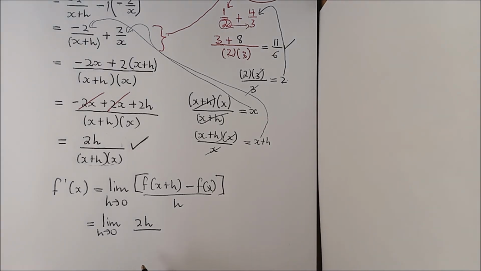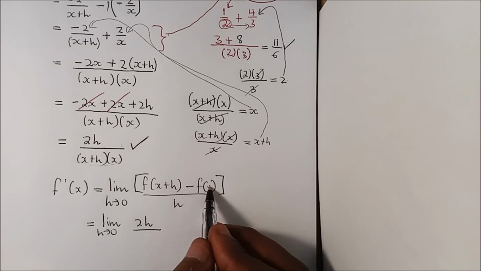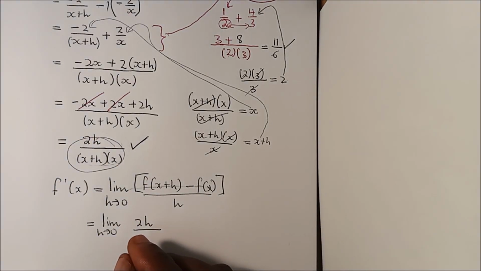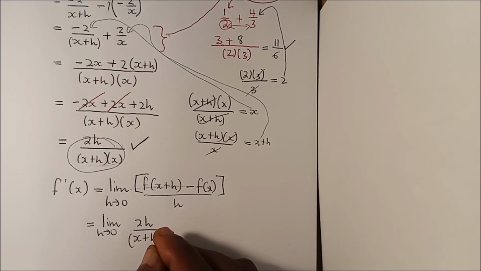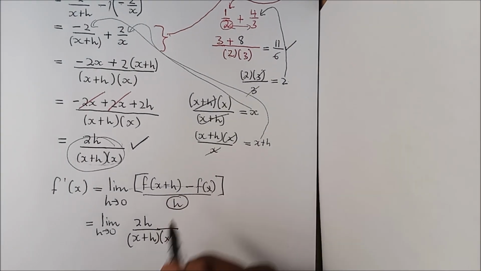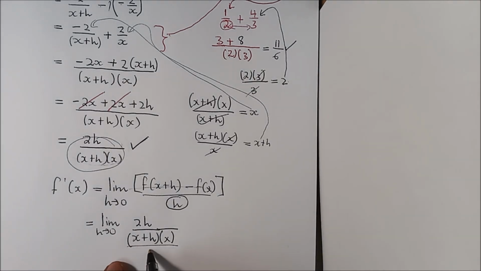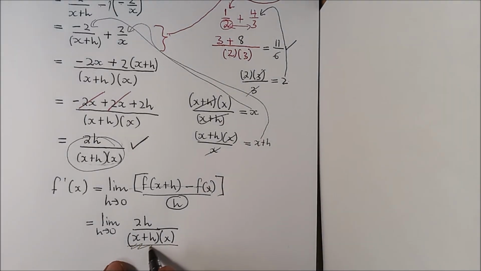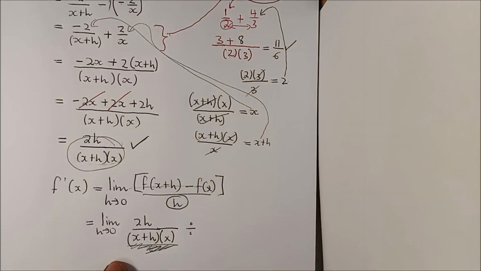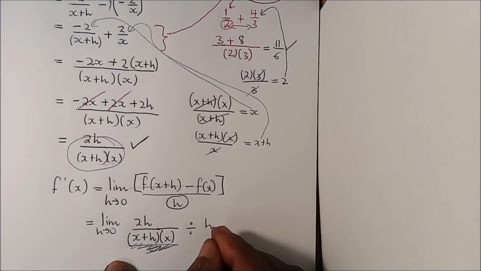Okay, no problem, no mistake. So this part here is this part here. So we have 2h over x plus h times x. And then remember this h here. Instead of writing it as a denominator, we're not going to do that. We're going to use this division. So we say divided by h.